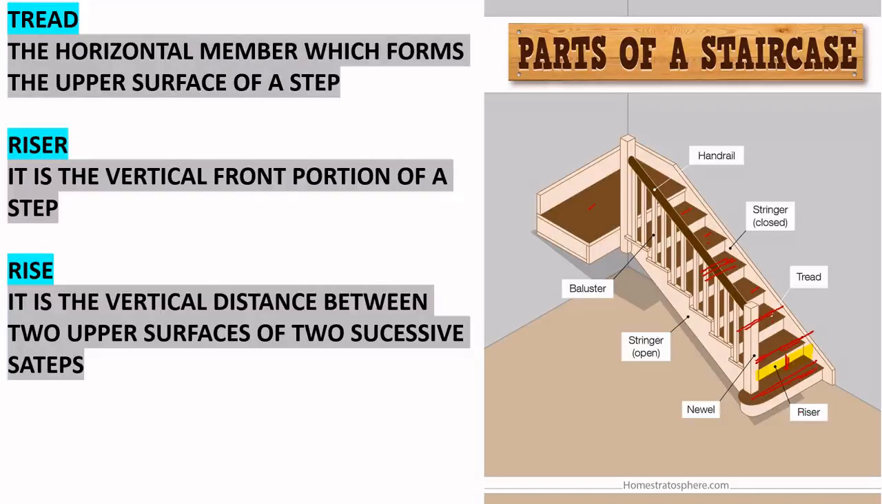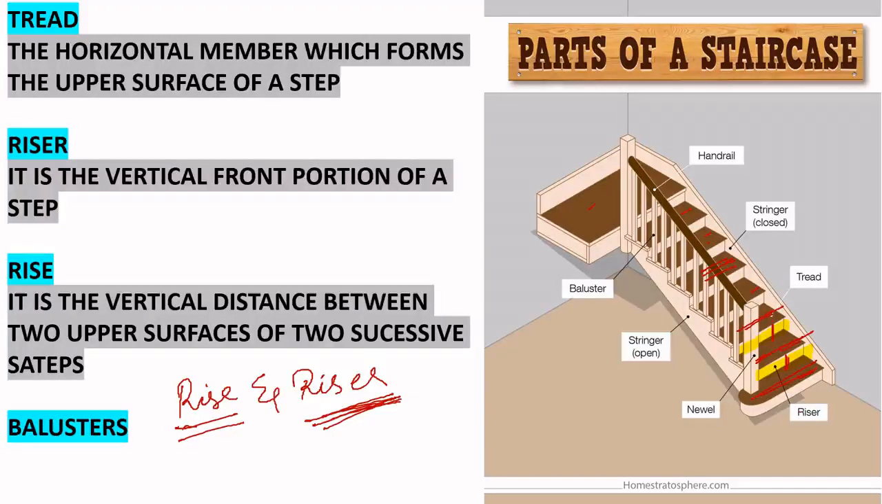So, this vertical portion is called riser. The vertical distance is called rise. So, that is the difference between rise and riser. The vertical face is called riser. The vertical distance between the two steps is called rise.